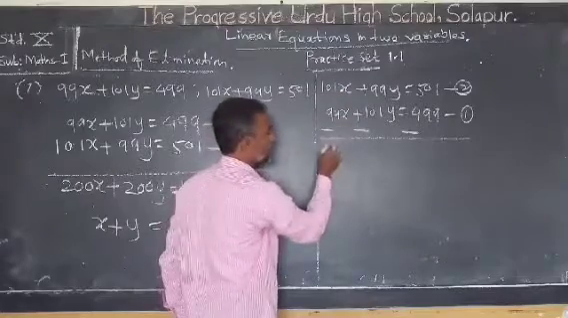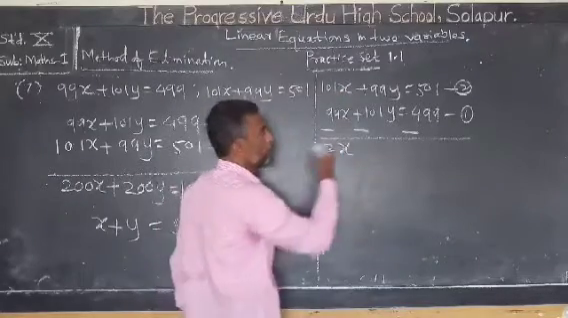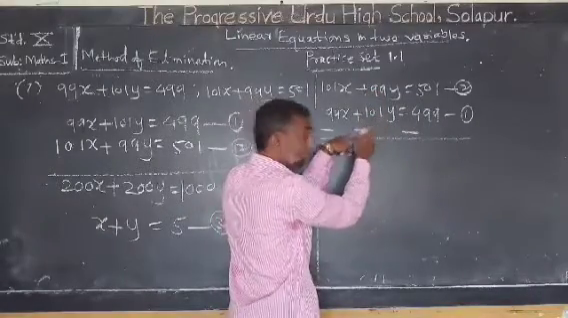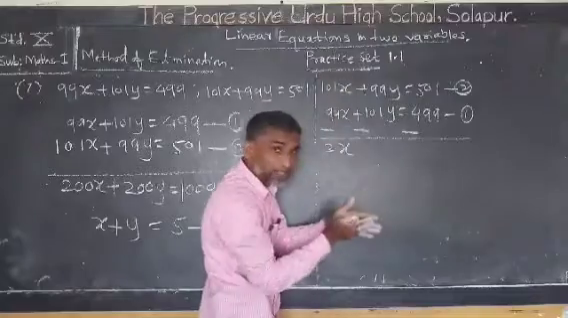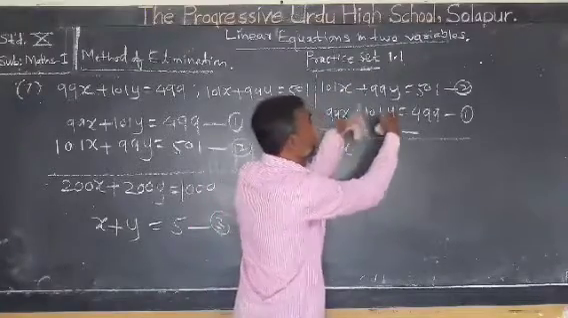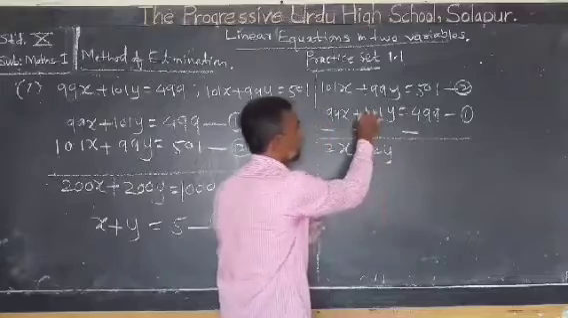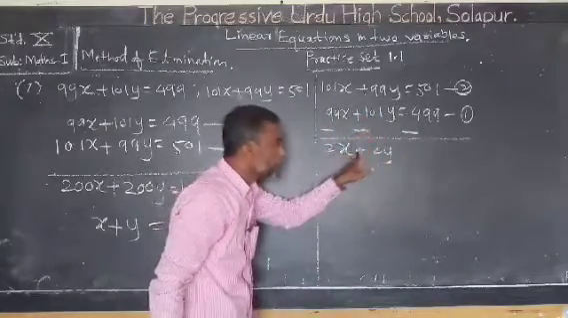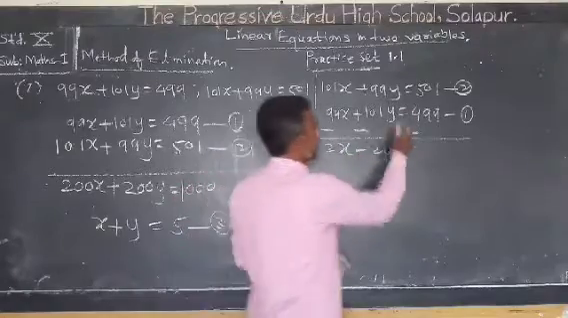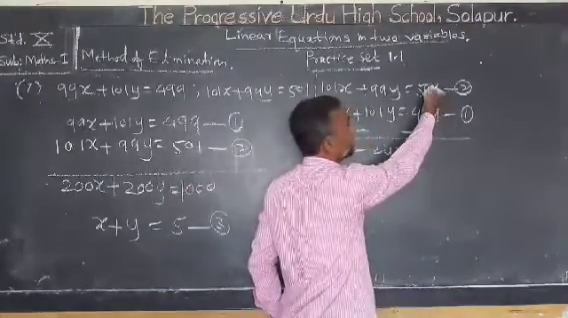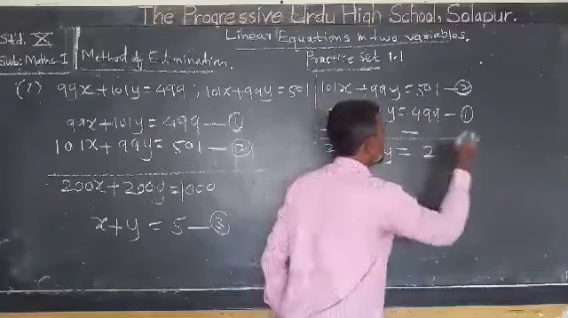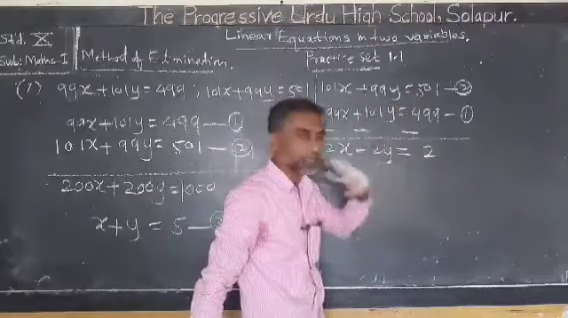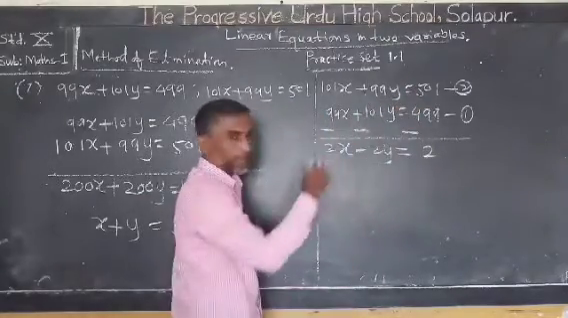101x minus 99x means 2x. Now, signs are different. For 101y, it is minus, and for 99y it is plus. So, do the subtraction. 101y minus 99y means 2y. The sign of the greater number is minus. Minus 101y is there, so give the negative sign, minus. Is equal to 501 minus 499. 2 will remain after subtraction. The sign of the greater number is positive, so write 2. Now divide each term by 2.